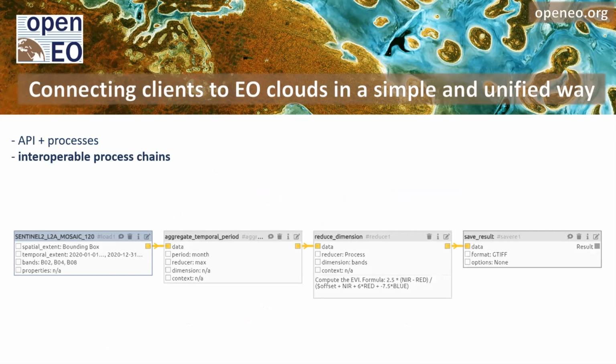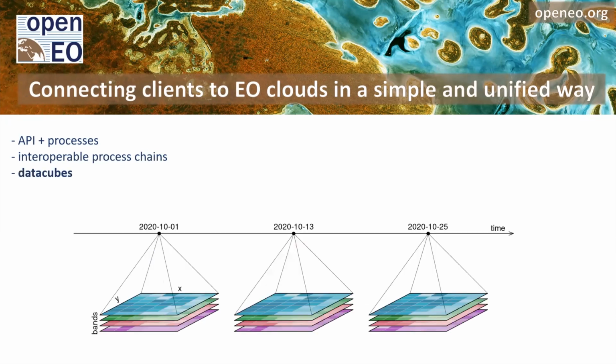This API and processes make interoperable process chains possible, so that you have one process chain and you can use it on different service providers and get results from them. This is all centered around data cubes, so that you don't really need to look into the details of how my tiles or individual scenes are structured, or how I can combine them to look at a larger scale. That's all taken away from the user. You don't need to take care of file formats, etc. It's all data cubes. You just work with the data in a single way.